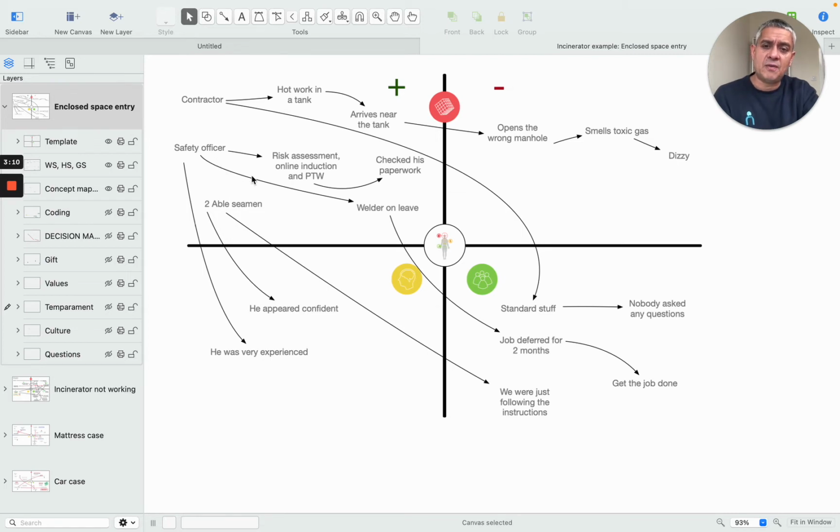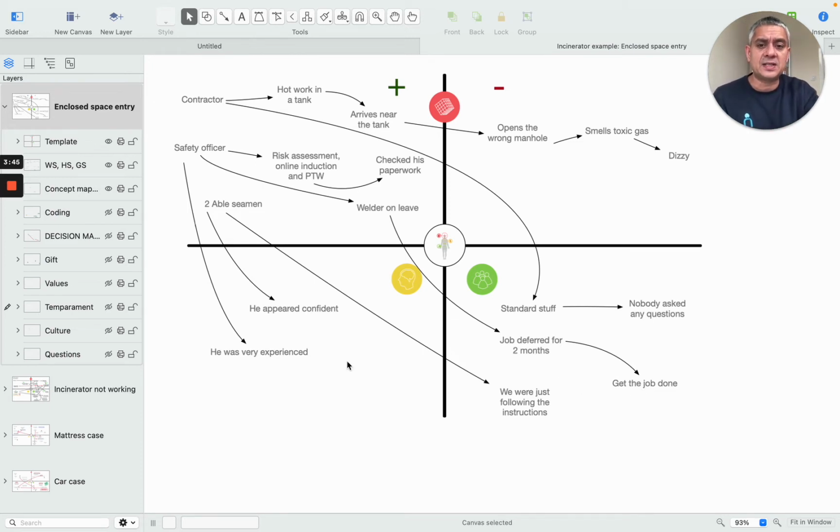Now, the safety officer also said that the welder on this rig was on leave. So the job was already deferred for 2 months. So we had to get the job done. So you can see that this is a cultural expression, that you have to get the job done. You have to get the stuff done. And as you get better at listening, you know exactly which words will sit in which quadrant. So apart from incident investigation, it actually improves your listening and observation skills really, really well.